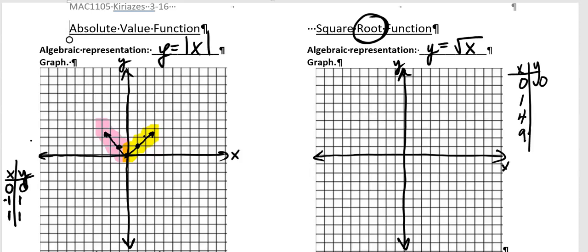X is equal to 1, the square root of 1 is 1. X is equal to 4, the square root of 4 is 2. And x is equal to 9, the square root of 9 is 3. So let's graph those points. And then sketch it out. That's all I'm looking for here.